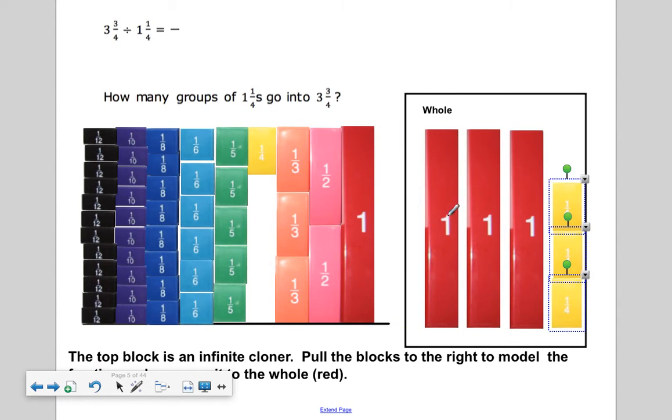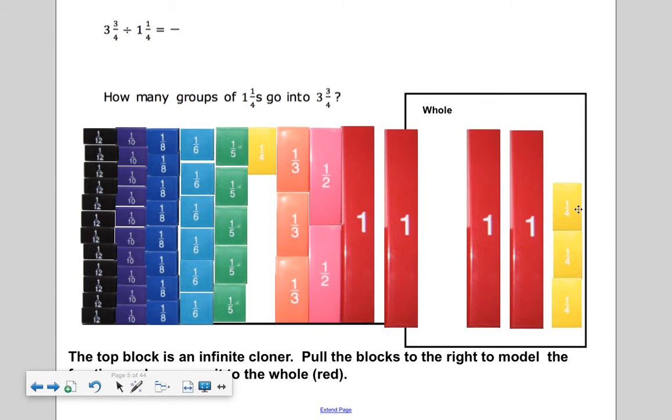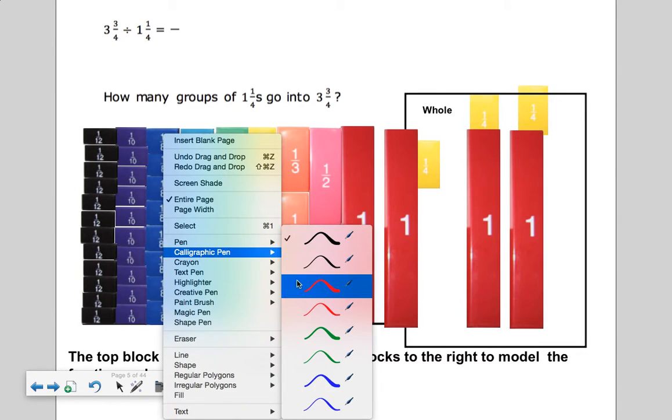Next question. You started with 3 3/4. How many groups of 1 1/4 go into this picture? 1 group of 1 1/4, 2 groups of 1 1/4, 3 groups of 1 1/4. So the answer is 3.